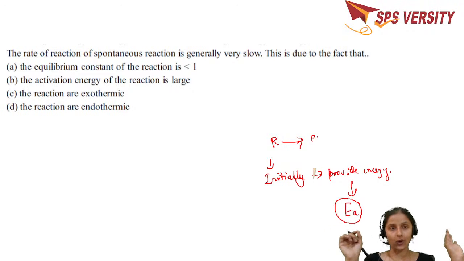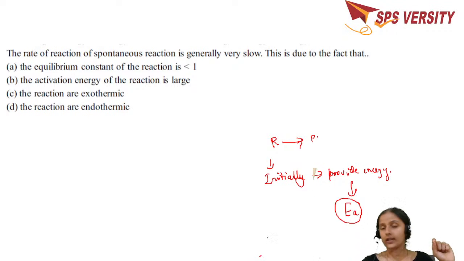You have to start, you have to initiate the reaction. Whenever you have to initiate the reaction, you have to provide the energy. That means that energy is taken as the activation energy. So the activation energy of the reaction is large. That's why option B is right. And once the reaction starts, it is going to proceed by itself.